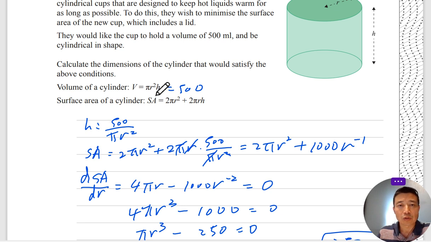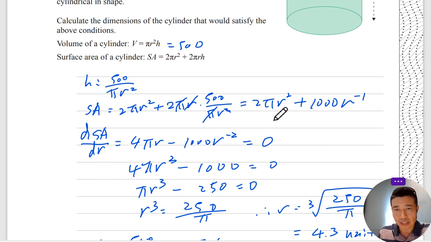Using this, we have to unify the variables. Because you have two variables here, R and H, you can't differentiate. So from here, I can set H equals 500 over pi R squared, and then I can change the surface area. So this is in terms of R, isn't it? I even changed 1000 over R to be 1000 R to the power of negative 1. You know why? So it's easier this way to differentiate.